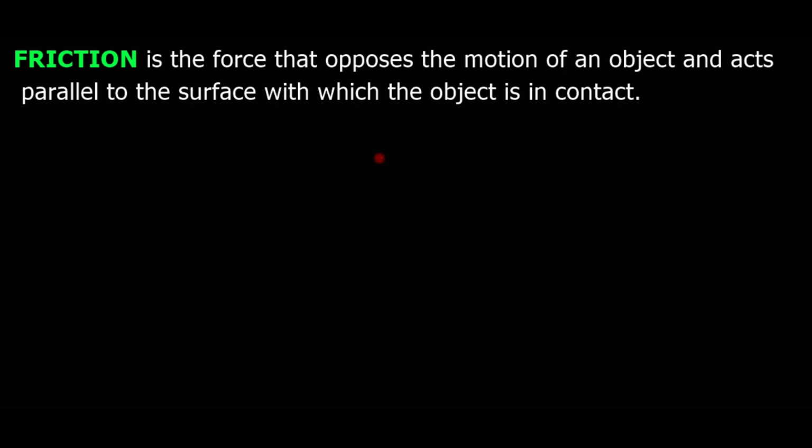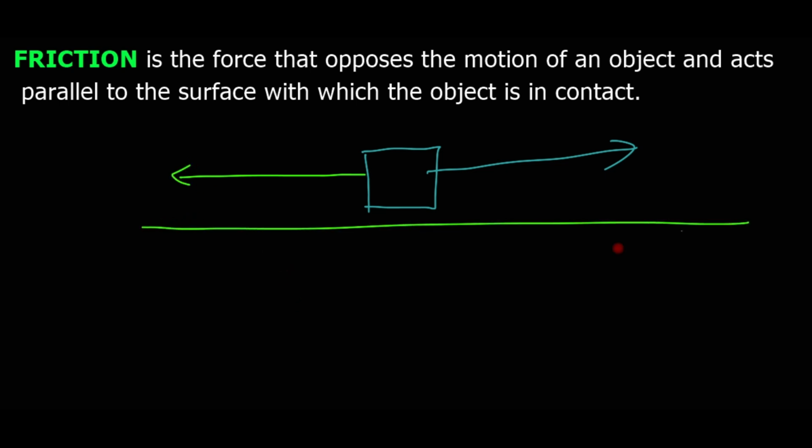Let's say an object is going in this direction. A frictional force will be in the opposite direction, parallel to the surface. Let's say an object is going upwards, a frictional force will act in the opposite direction.